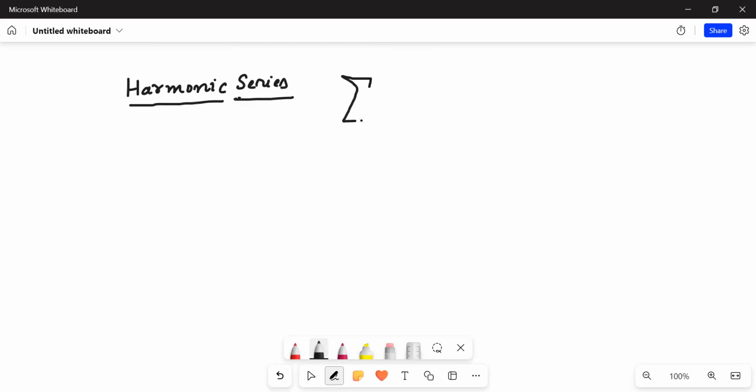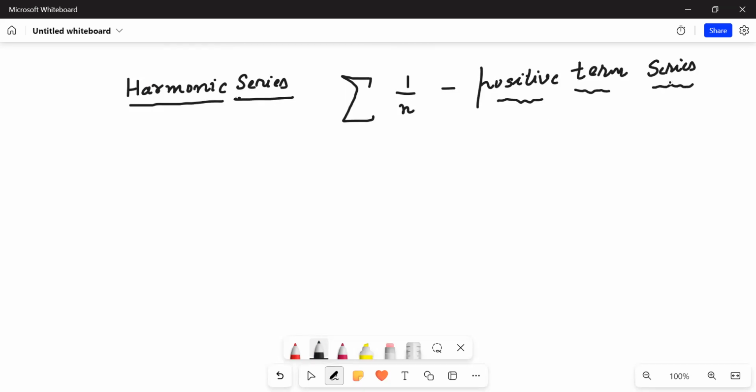So what do you think about this summation 1 upon n? Is it a convergent series or a divergent series? Clearly, this is also a positive term series. The sequence of partial sums is bounded above.